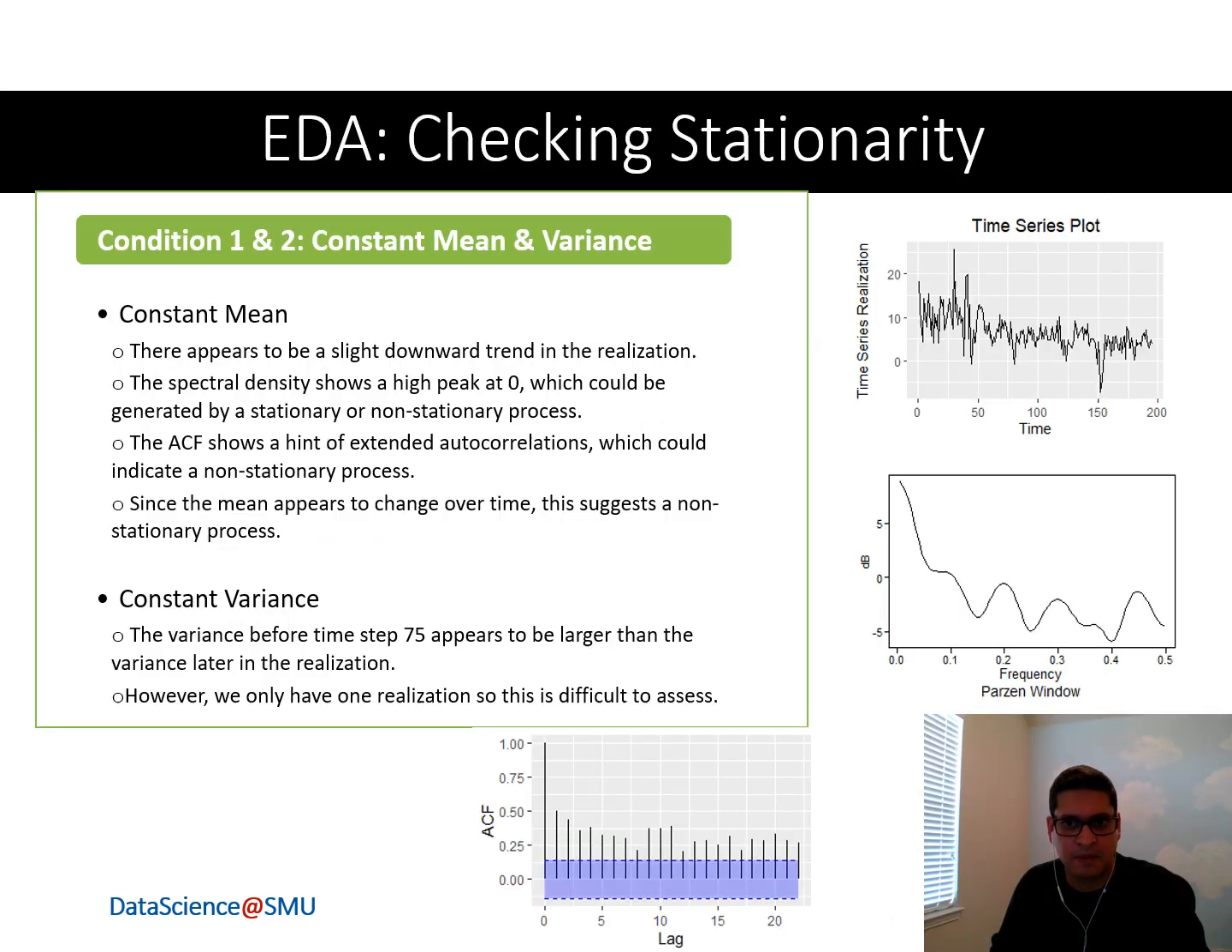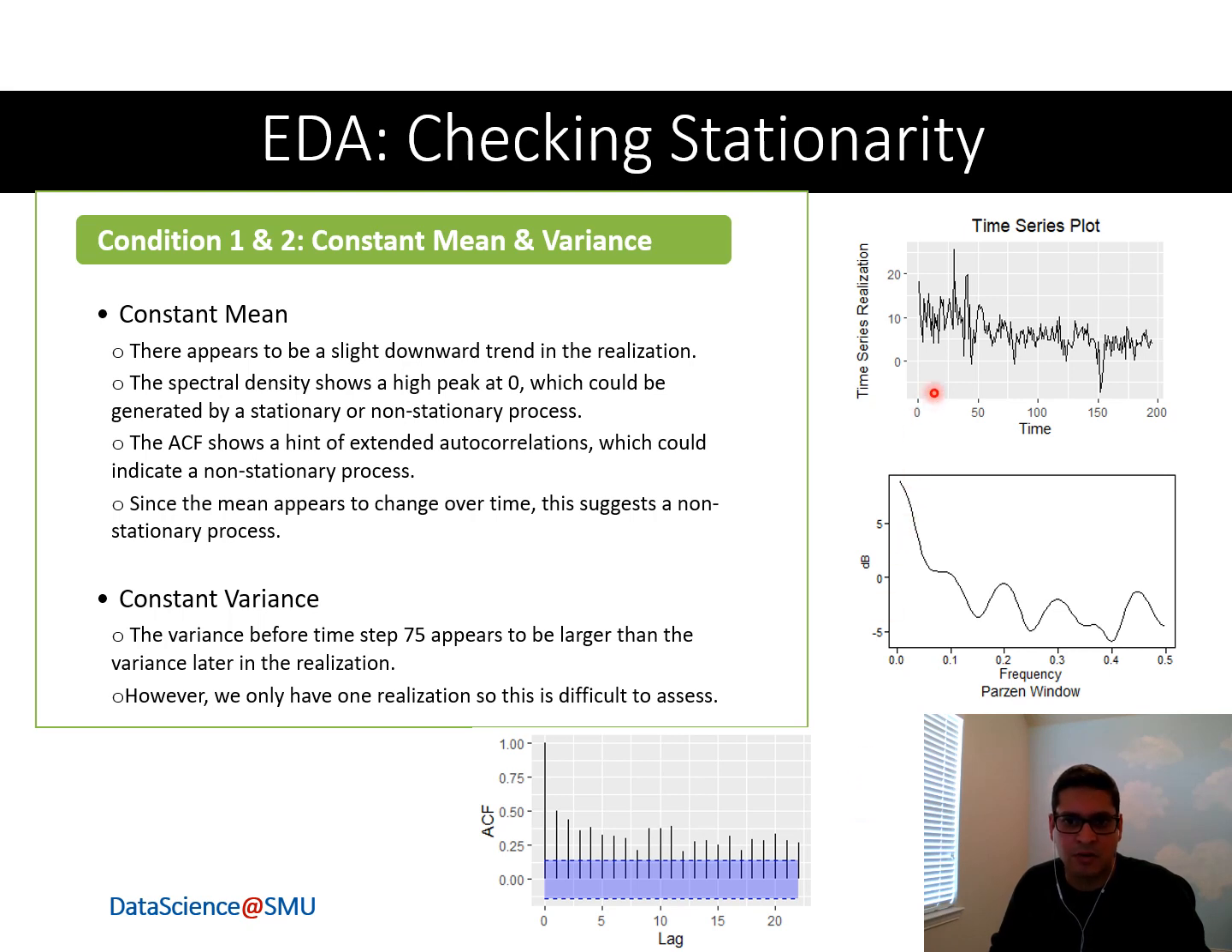analysis. Before going on to the model development process, let's look at the stationarity. Looking at the realization, we see there's a slight downward trend in the data, and we also see from the spectral density that there's a peak at f equal to 0, hinting towards wandering behavior. The ACF also shows slight hint of extended autocorrelation. All these point to a non-stationary process.